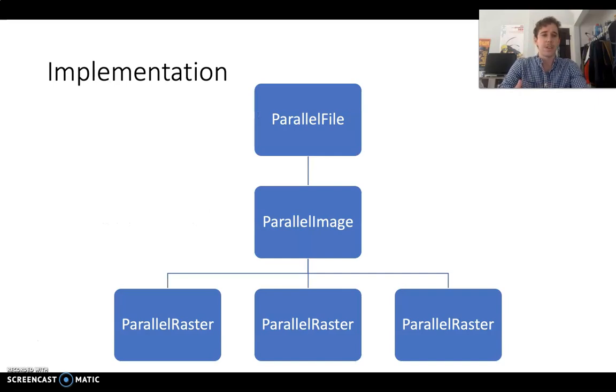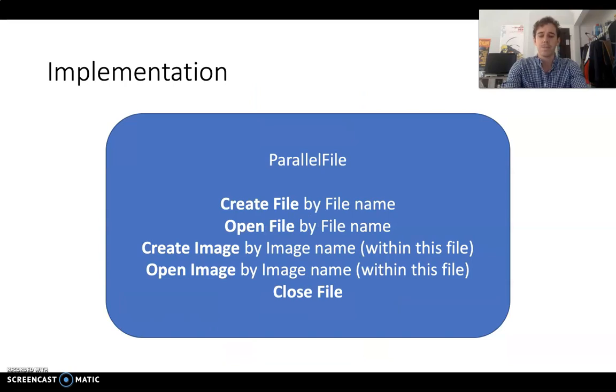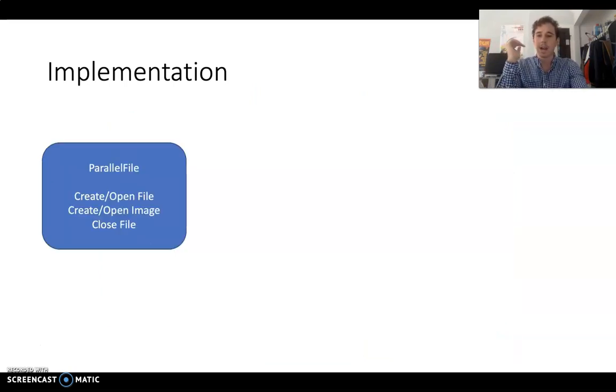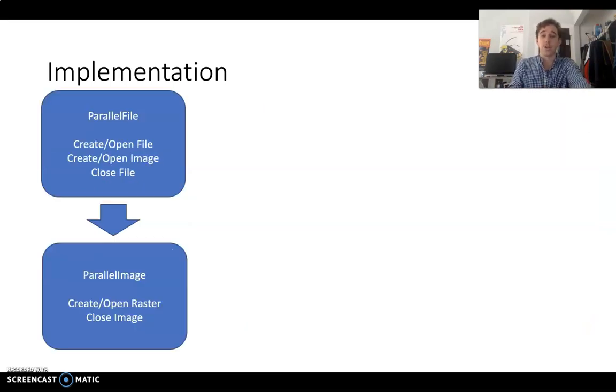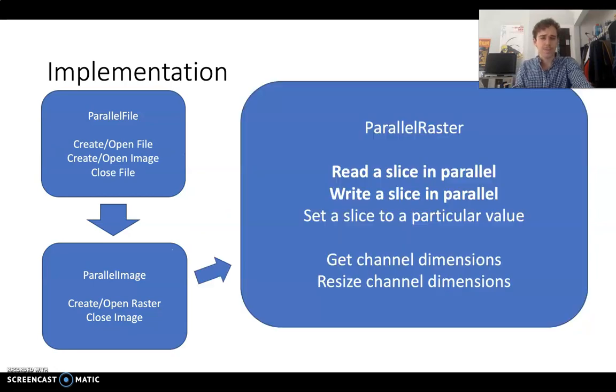And so the implementation that I actually took from the code perspective was a parallel file, a parallel image, and a parallel raster class, which work pretty similarly to the original ones. You can create and open files, create and open images. The way you would go about this is you create the file, open an image within the file, or create an image within the file, and then create a raster within that.